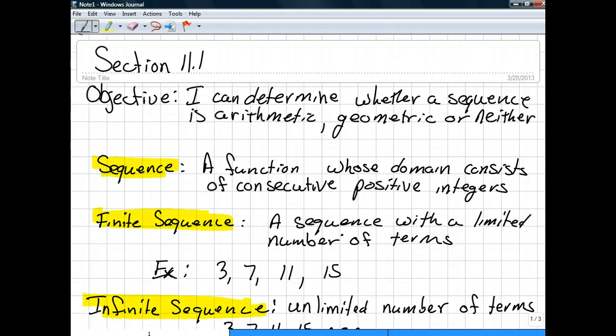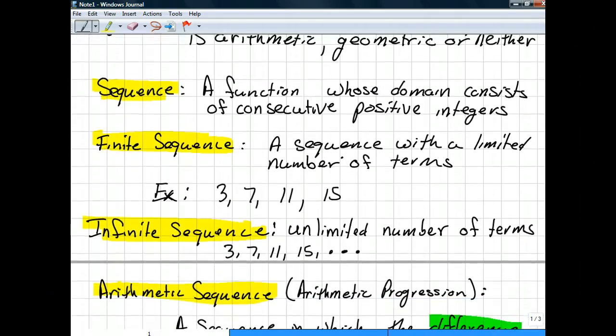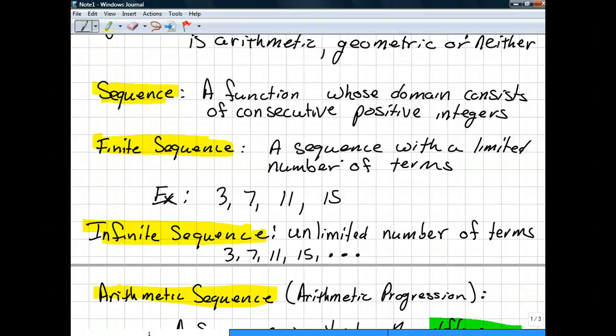Section 11.1. Our objective today is: I can determine whether a sequence is arithmetic, geometric, or neither. So we're going to start out with a few definitions. A sequence is a function whose domain consists of positive or consecutive positive integers. In other words, it's just a list of numbers, of positive numbers.